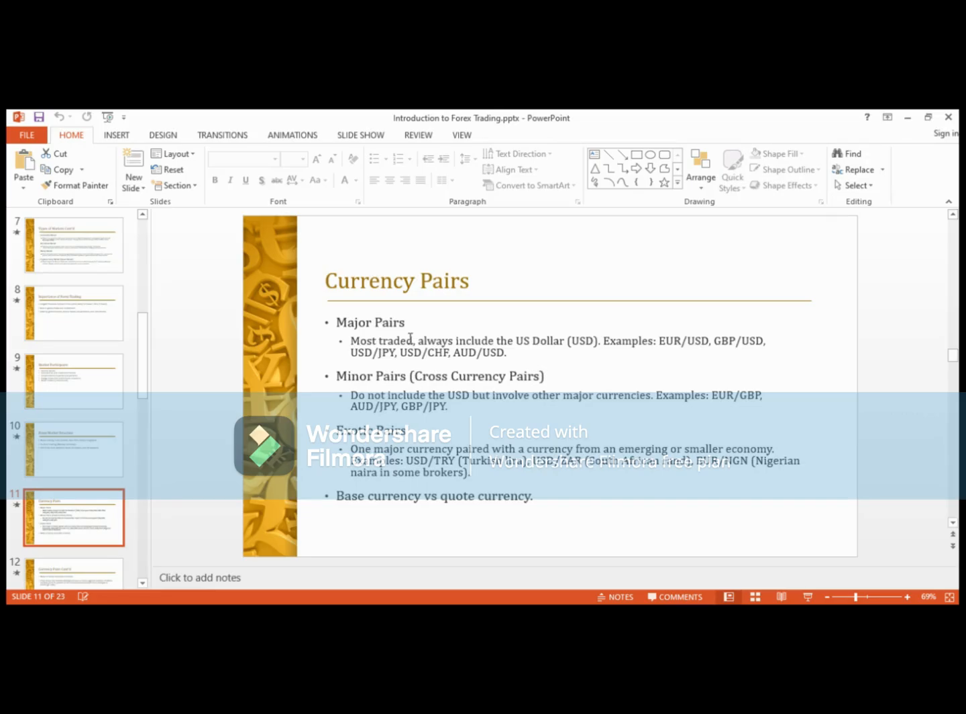We also have exotic currency pairs. These are pairs of one major currency paired with a currency from an emerging or smaller economy. So we have the USD TRY, that's the Turkish lira, the South African rand, the Nigerian naira. These are exotic pairs. So these are the types of pairs we have, right?